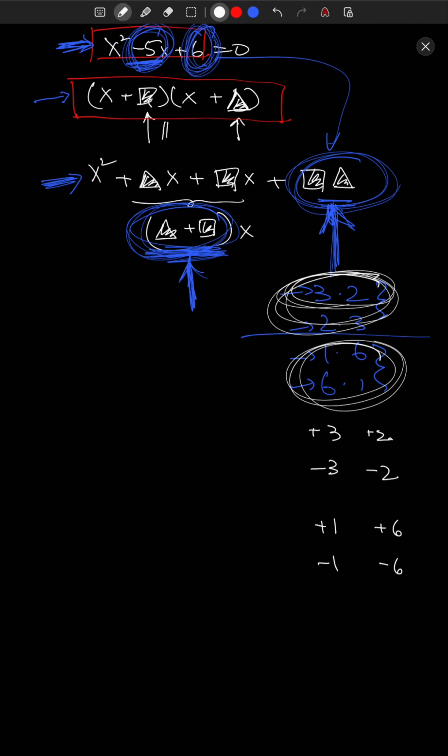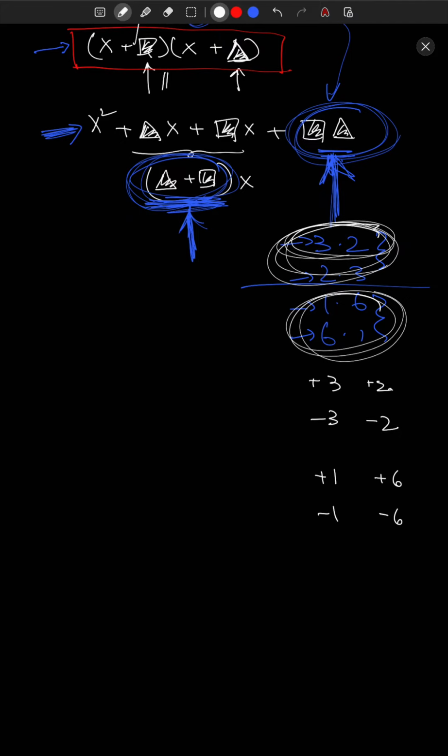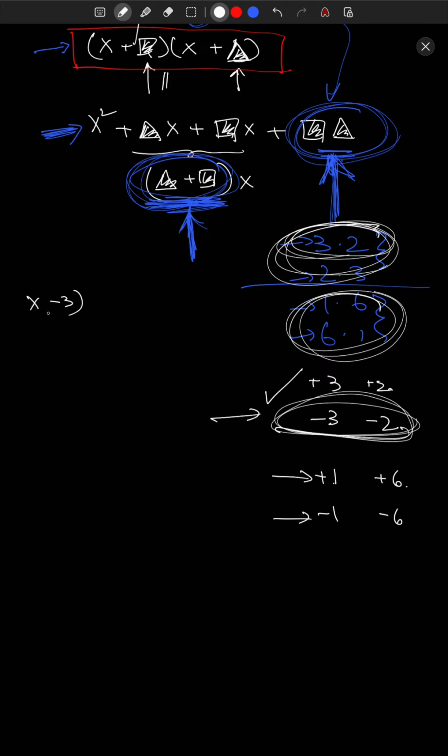Well, the sum of my two guys has to be -5, right? So now I just think about which ones can be -5. 3 plus 2 is not -5. -3 minus 2 is -5, right? So that's going to be the one I want. And of course, the other two are not going to work. This one is 7. This one is -7. So that means this guy factors into x plus -3. So I'm just going to write it as x minus 3. And x plus -2. So I'm going to write it as x minus 2.